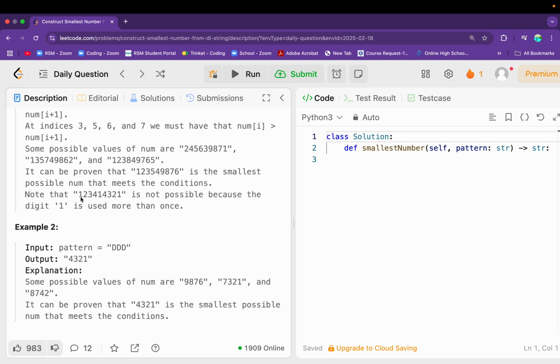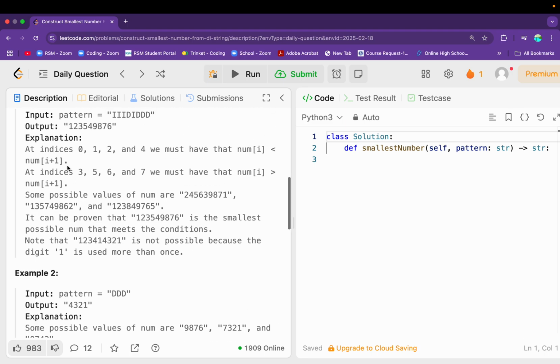Now, it also says that this wouldn't be a possible solution, although it is lexicographically smaller than our output, and the reason why is because we cannot use 1 more than once. That also applies to 2 and 3, or 4 even. We can't use multiple numbers in the range from 1 to 9 more than one time, meaning they can't have a frequency that's greater than 1.